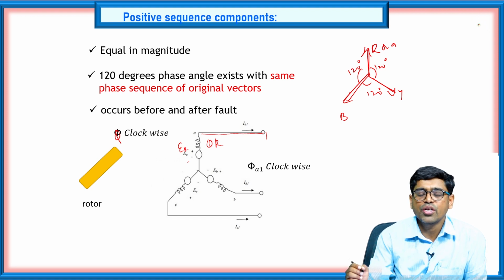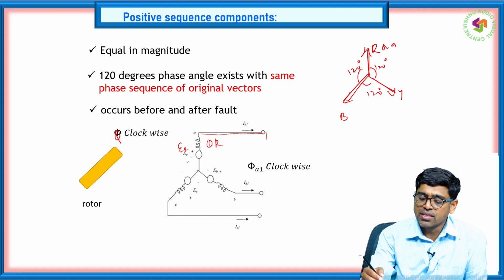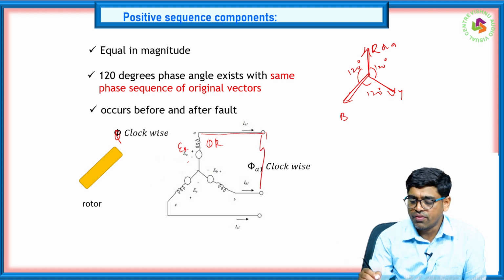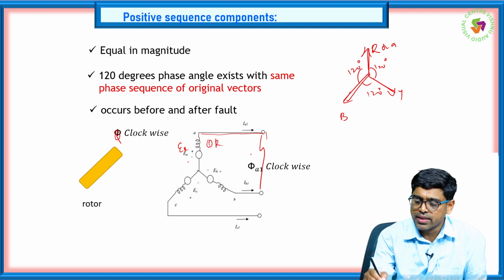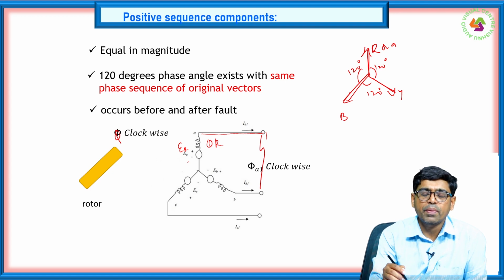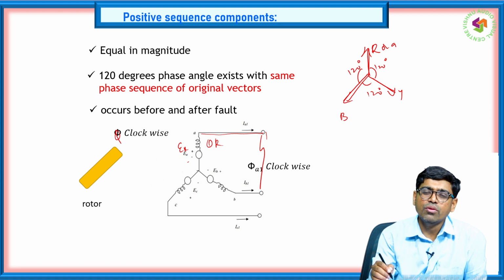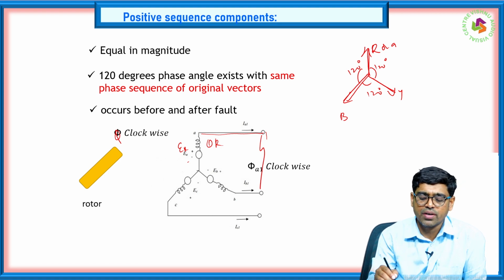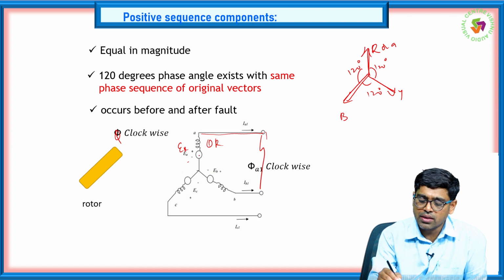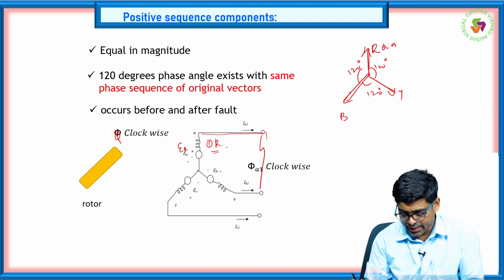So like that we are inducing the EMF in the stator terminal, and if some fault has occurred, then the particular positive sequence component will also exist, even though it is before the fault and after the fault.